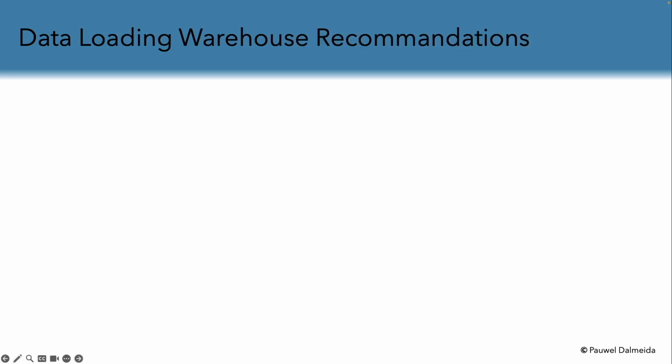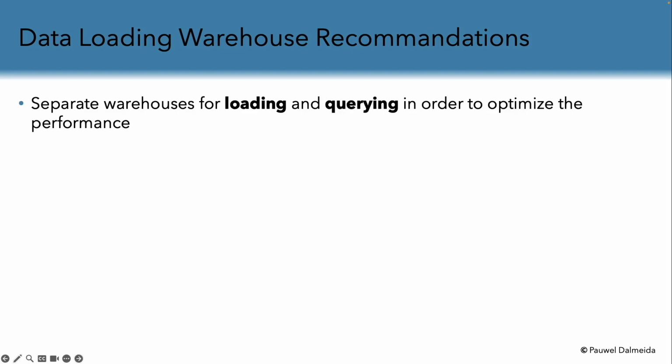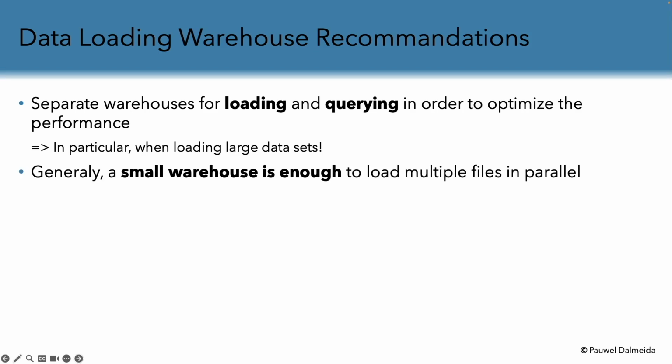Now let's talk about the warehouse recommendations when you load data. The first recommendation is that you should separate warehouses for loading and warehouses for querying, in order to optimize the performance, in particular when loading large datasets. Generally, a small warehouse is enough to load multiple files in parallel. Because the size of the warehouse is linked to the number of cores, and each core can take care of one file, every warehouse can handle multiple files. And even with the smallest warehouse, you can handle multiple files that can be loaded in parallel.